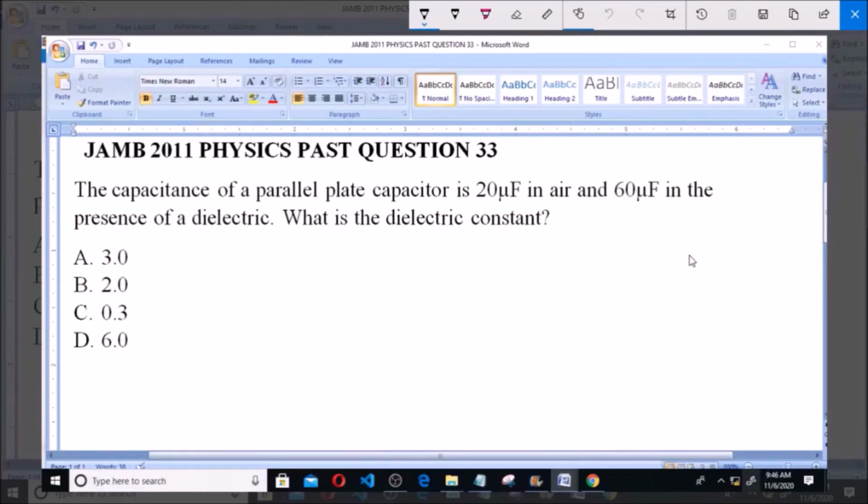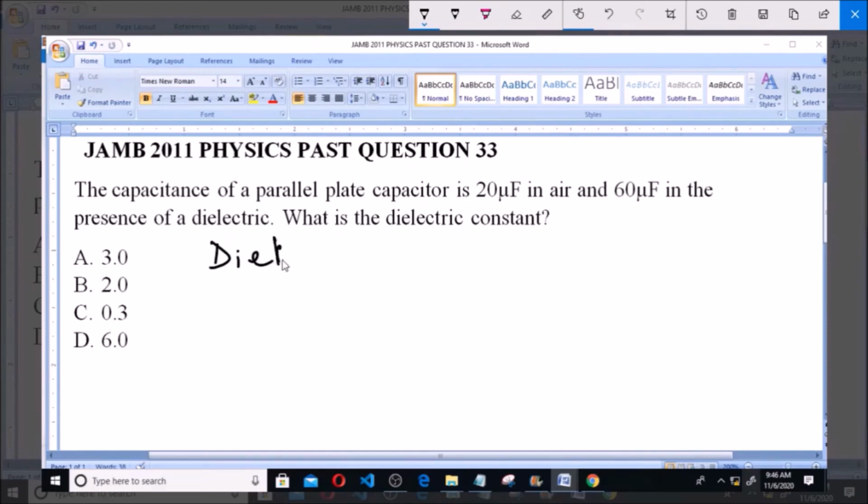The capacitance of a parallel plate capacitor is 20 microfarads in air and 60 microfarads in the presence of a dielectric. What is the dielectric constant? A. 3.0, B. 2.0, C. 0.3, D. 6.0. So this is actually a very straightforward question.